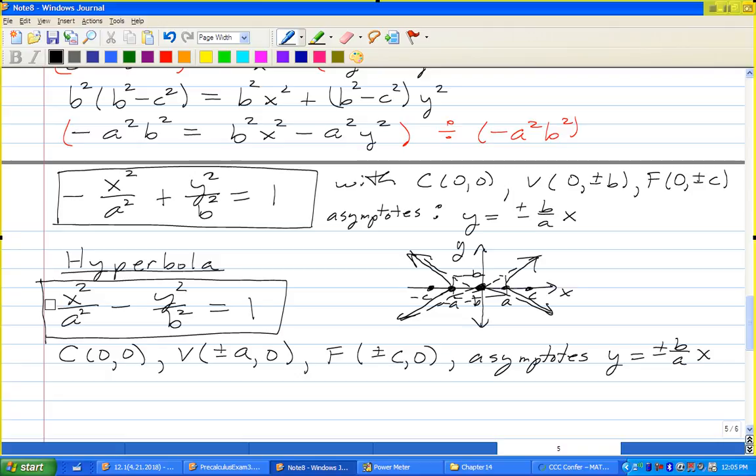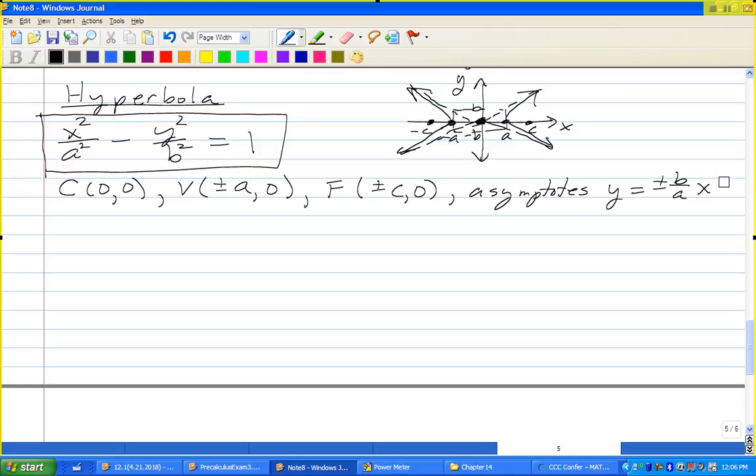Notice that this has the plus in front of it, and so the real axis is in that direction along the x. Whereas if this had a plus in front of it, the real axis would be along the y. Okay. Of course, you can do a little bit of translation. You get the same thing.